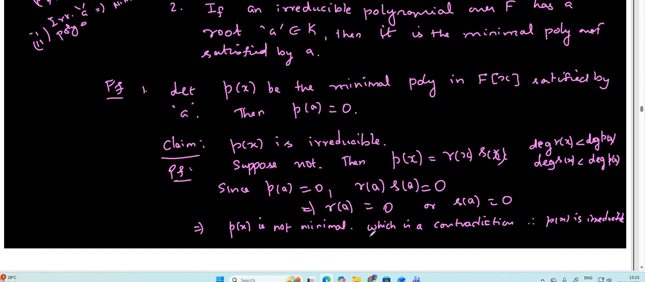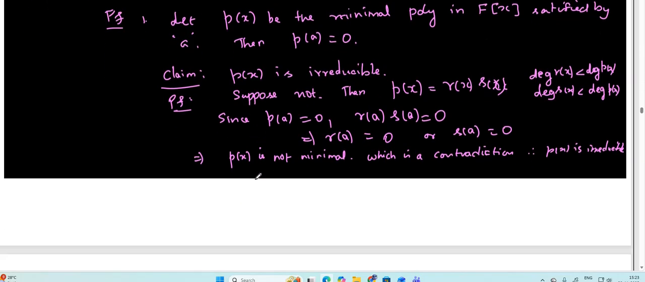In either case we get a contradiction, because p(x) is the minimal polynomial, which means you cannot find any other polynomial whose degree is less than the degree of p(x) satisfied by a. But we are getting r(a) to be 0, which means you have a polynomial whose degree is less than the minimal polynomial satisfied by a. So this contradiction tells us that p(x) should only be irreducible. We assumed it to be reducible, and we have got a contradiction. So it must be irreducible.